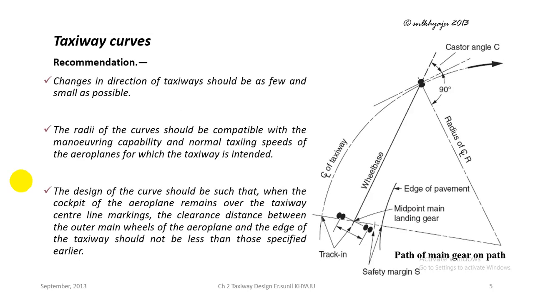Taxiway curve. The recommendation: changes in direction of taxiways should be as few and small as possible. The radii of curves should be compatible with the maneuvering capability and normal taxiing speed of the aeroplane for which the taxiway is intended. The design of the curve should be such that when the cockpit of an aircraft, that is the nose gear, remains over the taxiway centerline marking, the clearance distance between the outer main gear wheel and the edge of the pavement should not be less than those specified earlier.